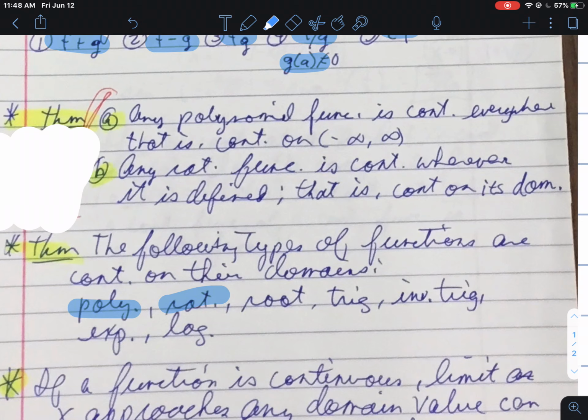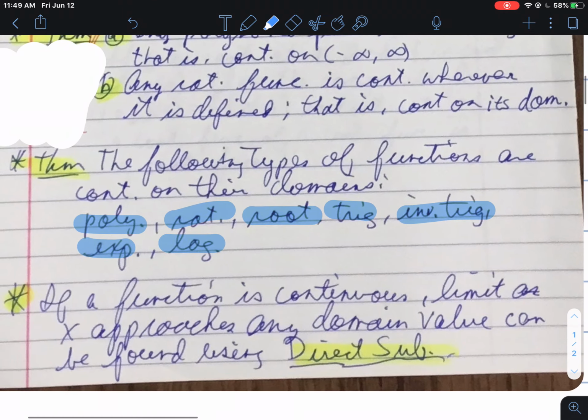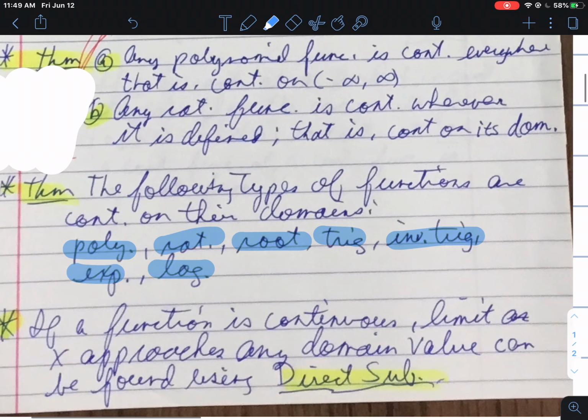So we just mentioned those previous two in the other theorem. But this is also true for root functions, like the one we just looked at. Also true for trig functions, also true for inverse trig functions, exponential functions, and our log functions, right? And those are basically all the function types that we work with. There are other types of functions, but these are primarily the types that we work with in most cases. So we can say that every one of those types of functions is continuous over their entire domains.